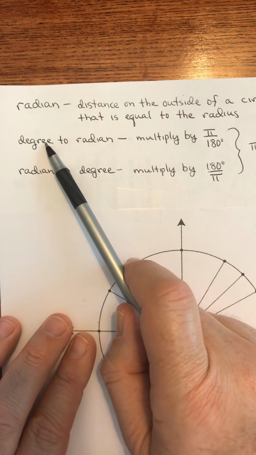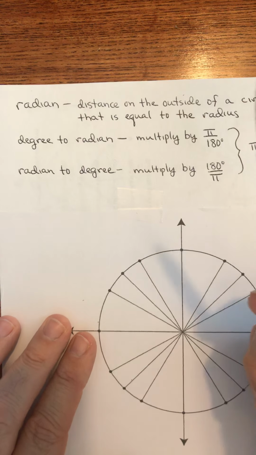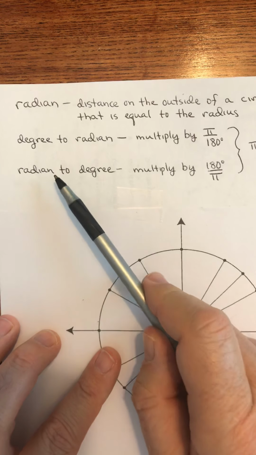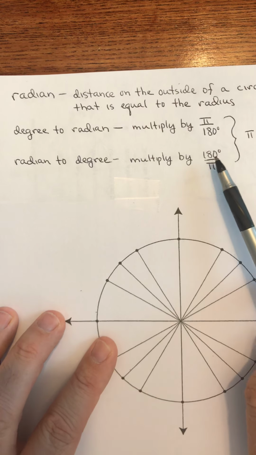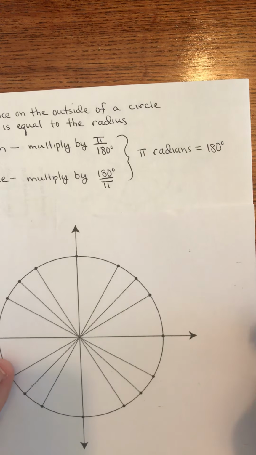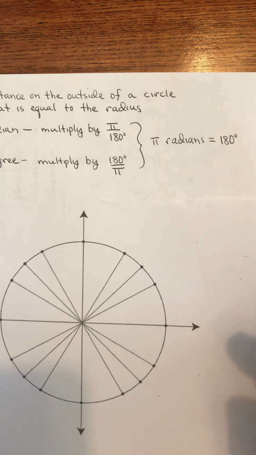We also learned how to change from degree to radian, and this you could use for today's lesson also. And all you had to do is multiply by pi over 180. And we learned how to change a radian to degree, multiply by 180 over pi. The reason why we can do that is because pi radians is the exact same thing as 180 degrees. They're the same. So what we want to do today is fill out the unit circle with our radians.